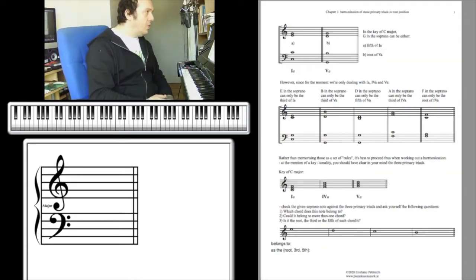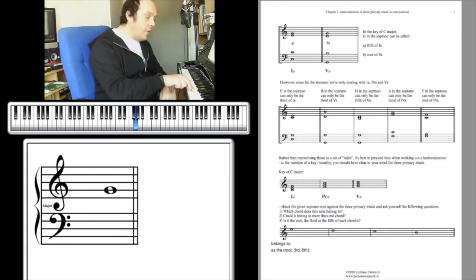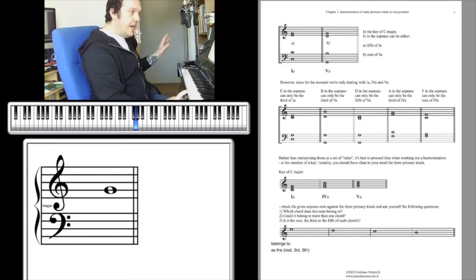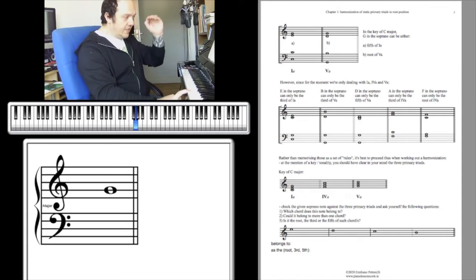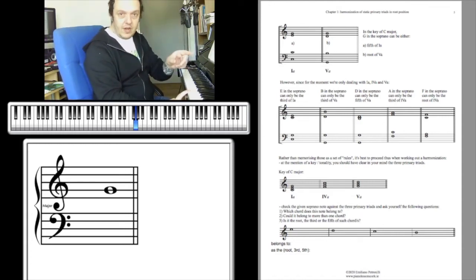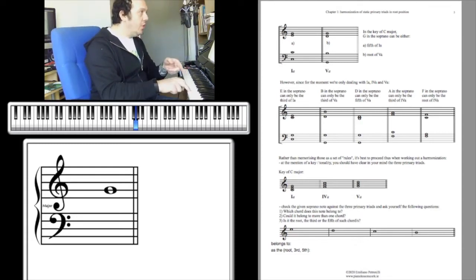You have a note in the soprano. Ask yourself, which chord does this note belong to? Now remember, you're only dealing with the primary triads. You're only dealing with 1, 4, and 5. So you know your chords, you know your key, you know the notes that make up those chords. And if you don't, go back to grade 5. And then you have to ask yourself, which chord does this note belong to?